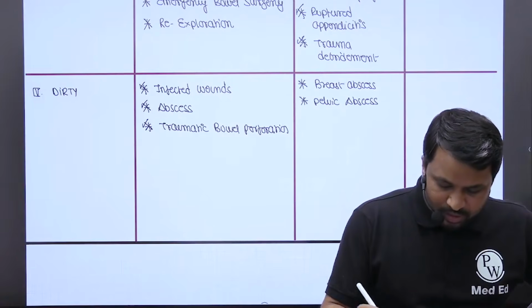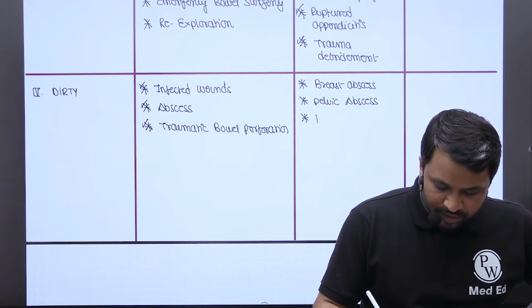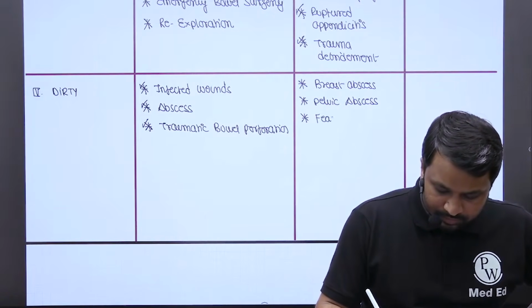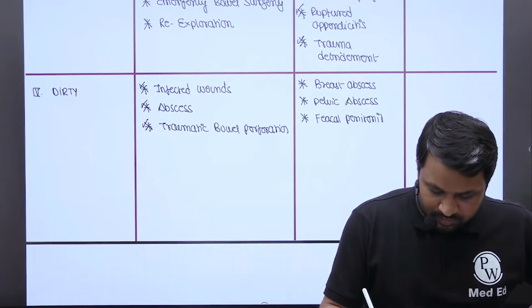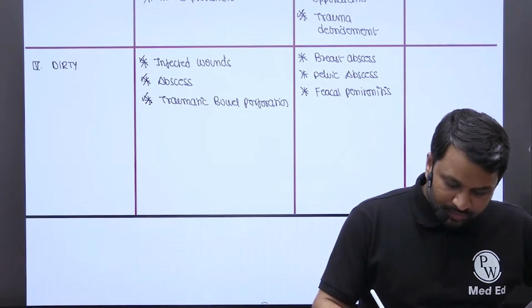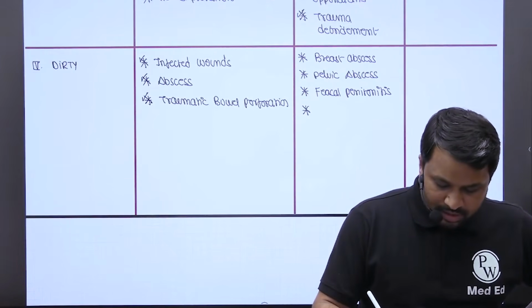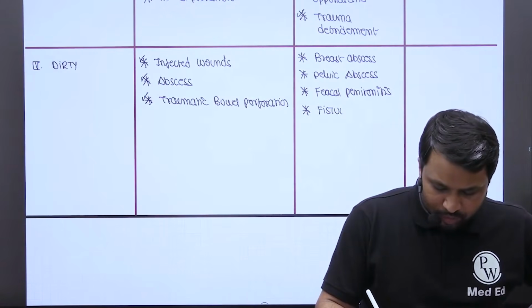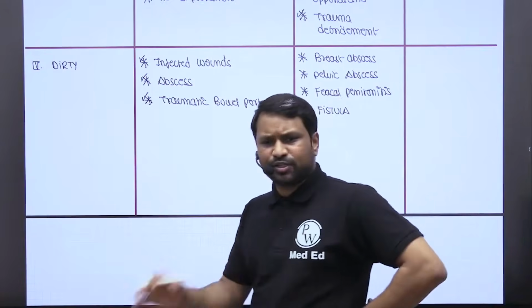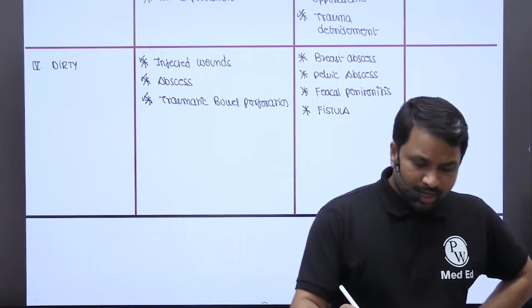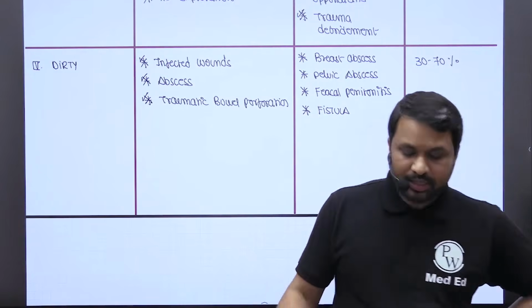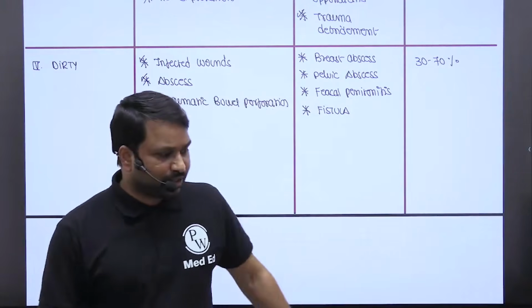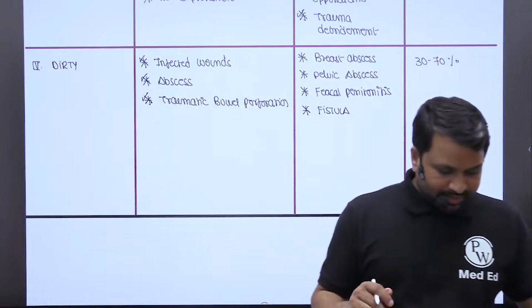If there is presence of fecal peritonitis, or any fistulas per se, it could be a bowel fistula or a perineal fistula, all these are considered dirty wounds. The rate of surgical site infection here is going to be 30 to 70%, right?